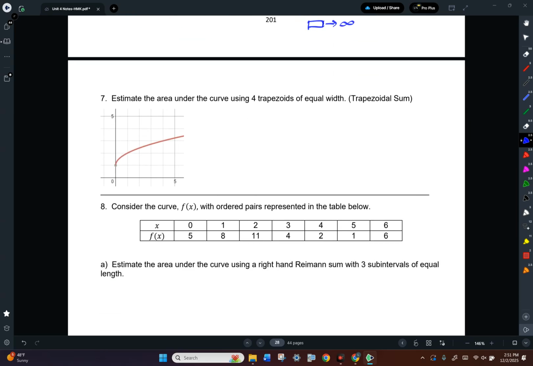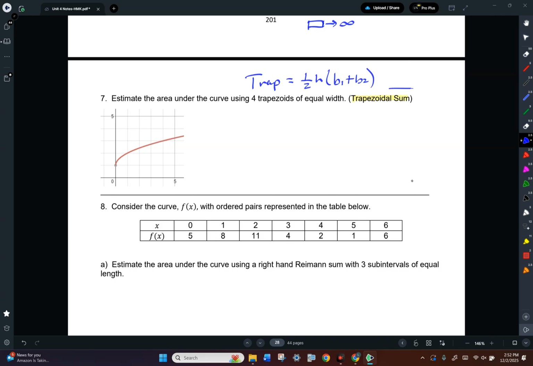Let's look at number 7. Estimate the area under the curve. Okay, it doesn't say it, but this is the exact same equation. But this time I don't want to use rectangles. I want to use trapezoids. Okay, we'll call this the trapezoidal sum. Now, I do expect you, and the AP exam expects you, to know how to find the area of a trapezoid. So you may need to remember back from your geometry days, the area of a trapezoid is 1/2 times the height times the sum of the bases. And keep in mind, the bases are the parallel sides.